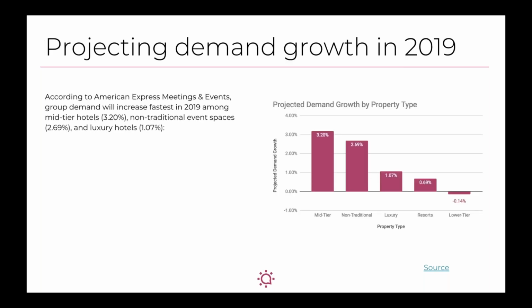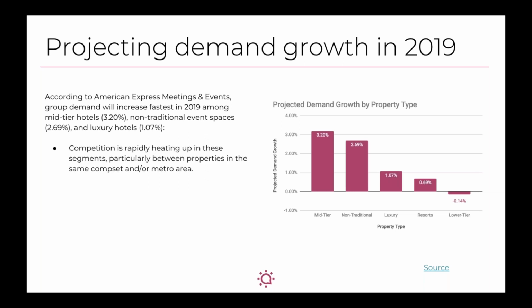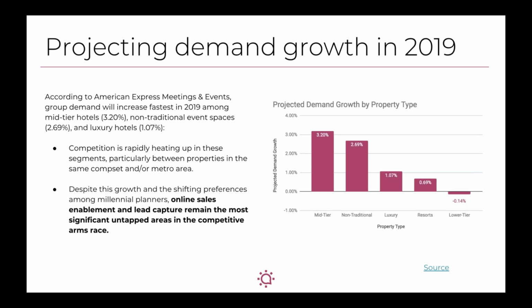So when it comes to projecting demand growth in 2019, we've touched on this a little bit already, but according to American Express Meetings and Events, we do see a healthy bit of growth in group demand in 2019, specifically for mid-tier hotels, with non-traditional event spaces coming in just behind, and luxury. That being said, competition is rapidly heating up in these segments, particularly in metro areas.